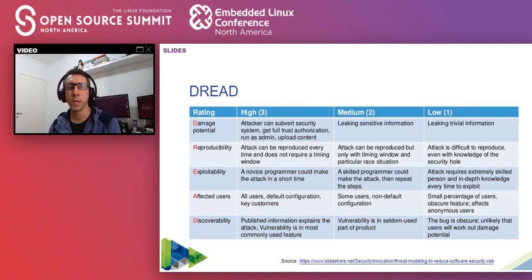So as we can see here, we have five rating categories. How much damage the threat could cause to your system. We have low, medium, or high. How easy it is to reproduce the threat, how exploitable it is, how many users would be affected by the threat, and how easy it is to discover that threat. So you would rank all of your threats from 1 to 3, and then in the end, if all of the categories are 1, the total would be 5, or if all of the categories are 3, it would be 15. So you'd have a rank of threats from 15, the highest, to 5.